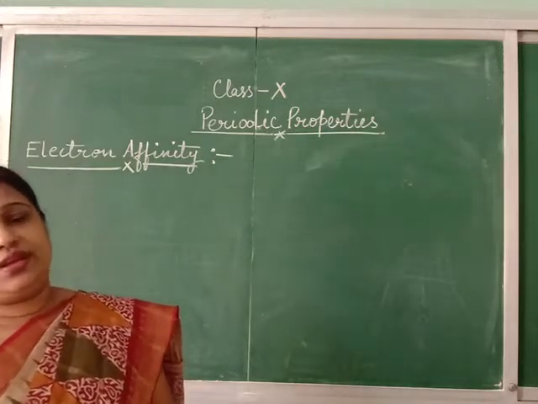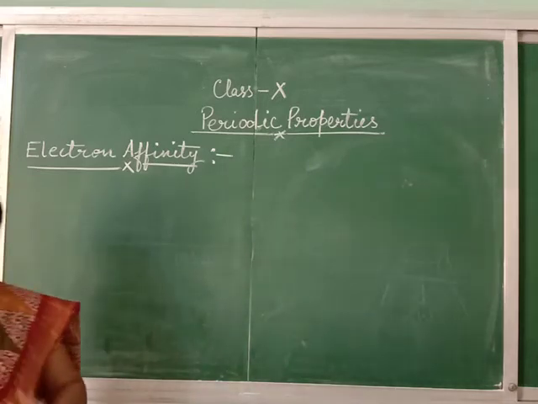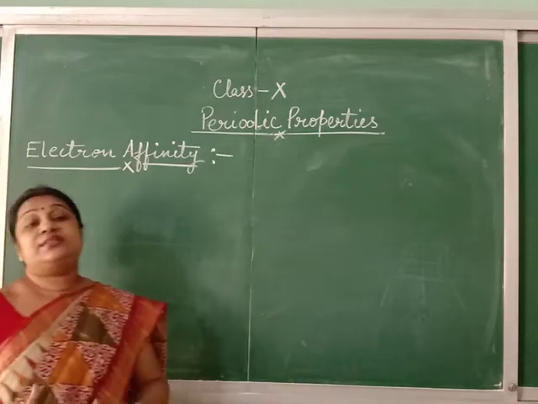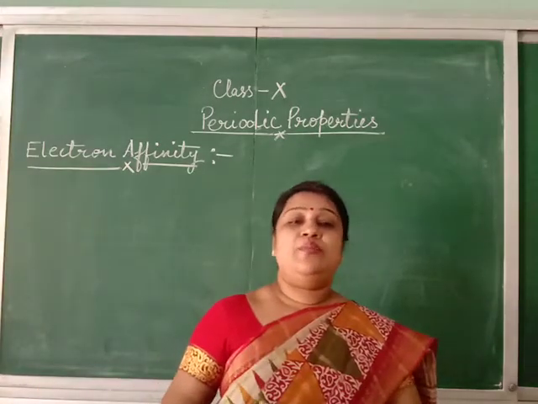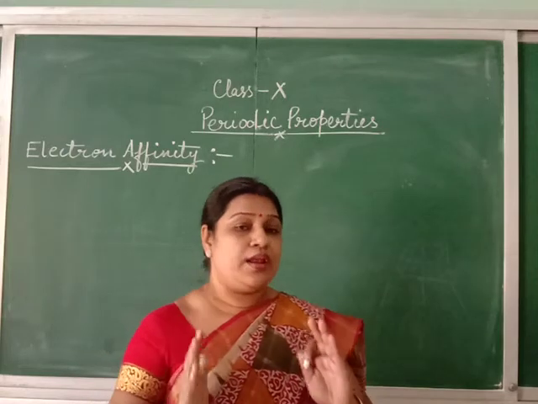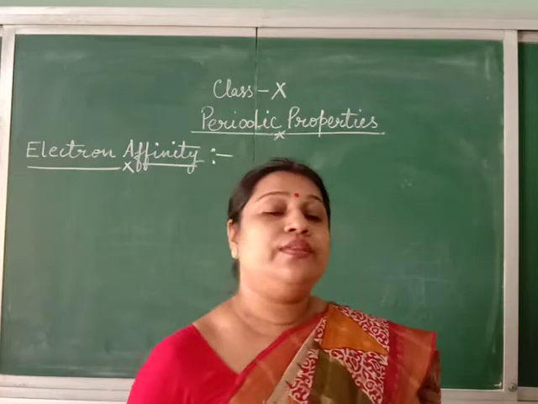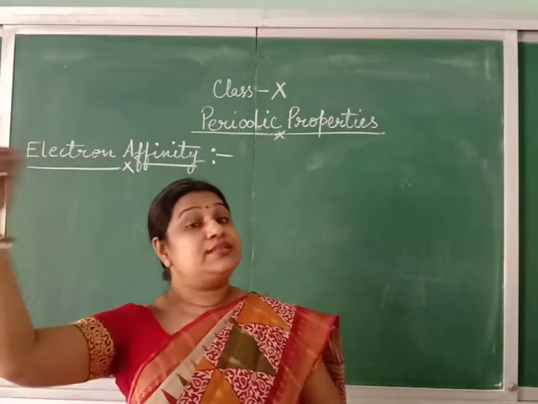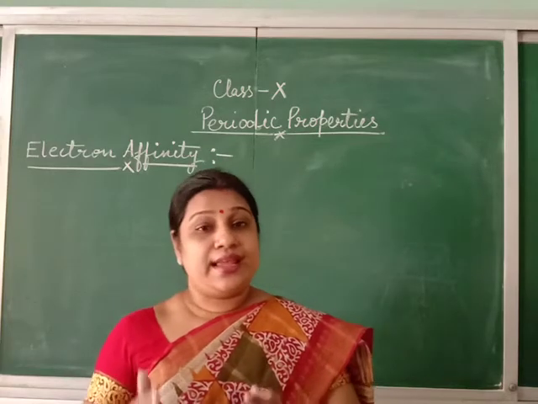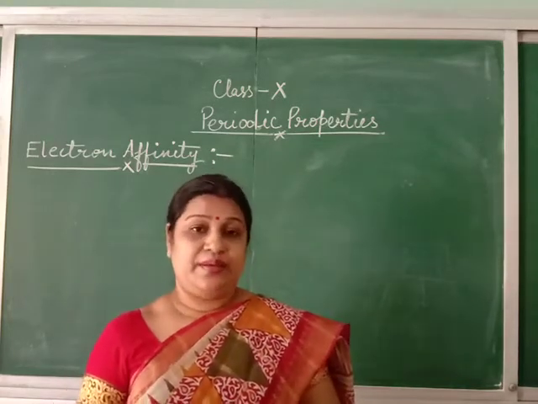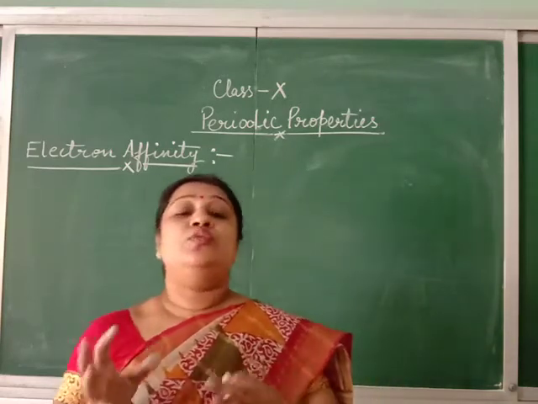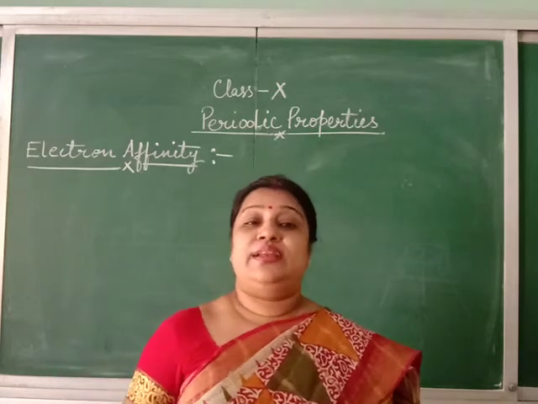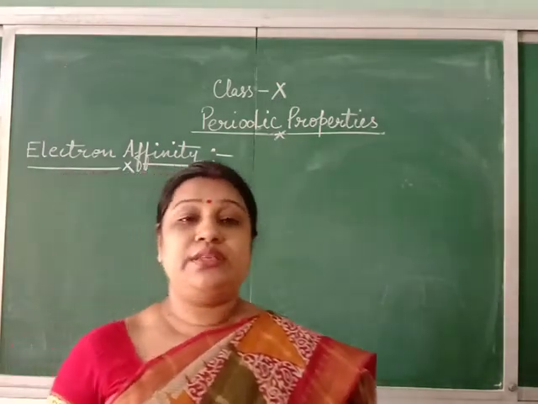What is electron affinity? It is the amount of energy released by an isolated atom in its lowest state of energy at the time of accepting an electron. If you recall, you will understand it is just the reverse of the ionization potential. Ionization potential is the amount of energy required to remove an electron from an isolated gaseous atom, and here the amount of energy is released by an isolated gaseous atom to accept an electron. That is why electron affinity is always represented with a minus sign, which means the release of energy.